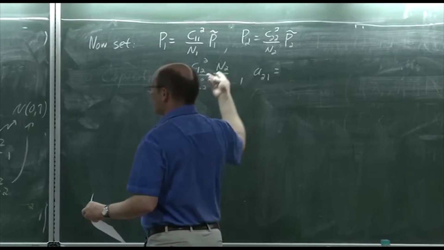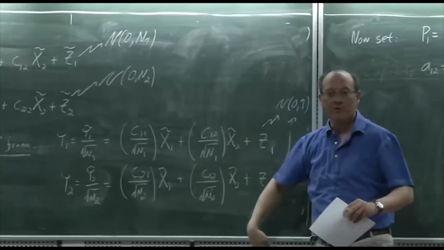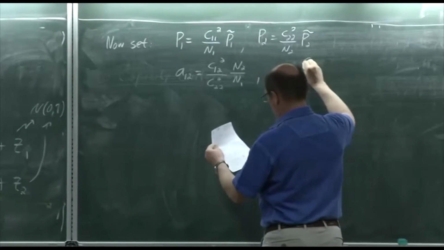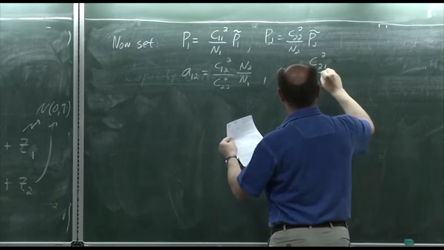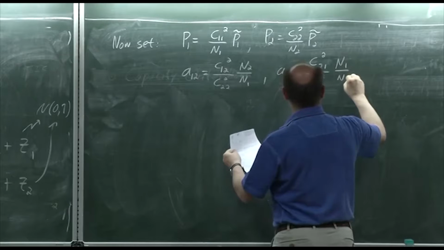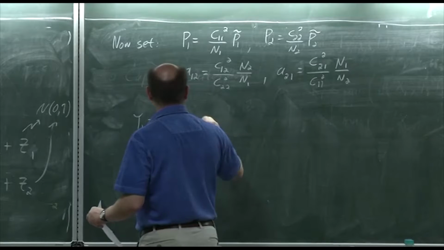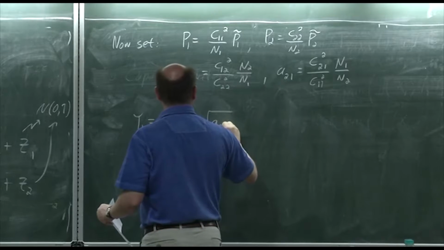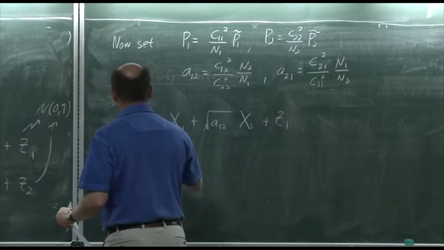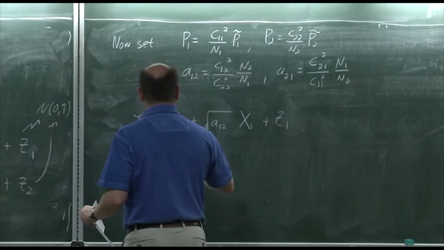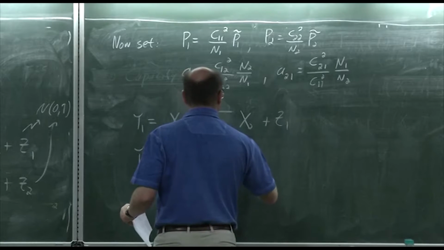And then I have to undo the fact that here I multiplied this power, I boosted this power, so I have to reduce it again. Right, and the same thing here, C21 squared by C11 squared N1 by N2. And then I get a new channel that looks like this. Y1 equals X1 plus the square root of A12 X2 plus Z1, and Y2 equals square root of A21 X1 plus X2 plus Z2.